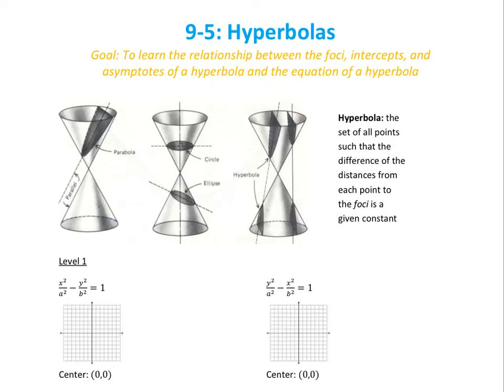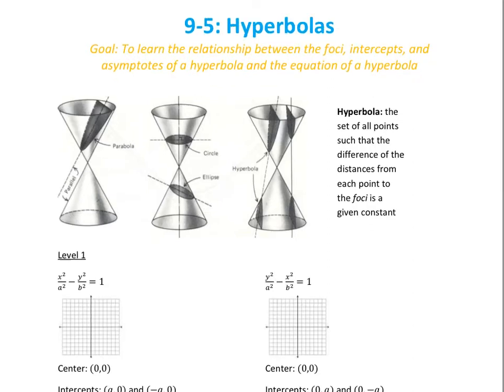A hyperbola is just the set of all points such that the difference of the distances from each point to the foci is a given constant. So it's the exact same definition as the ellipse, but we're talking about the difference between the distances instead of the sum, like we did with the ellipse. It's tough to visualize, so we should probably just pop right into the examples.